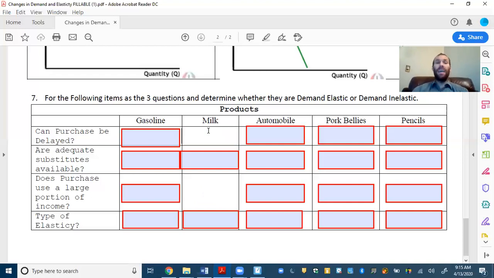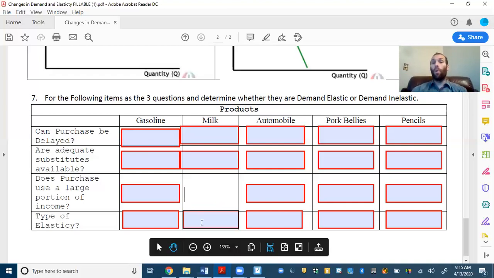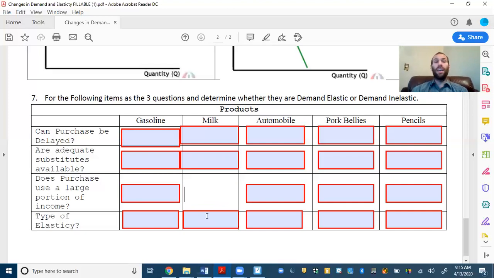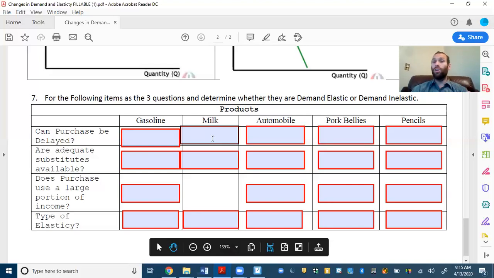So if I put yes, I can wait to buy milk, and yes, there are substitutes available, and for a large portion of your income, I put no. I put two yeses and a no. That would make milk more elastic. But if you put no, I can't wait to buy milk, yes, there's substitutes, and no, it's not a large portion, that would make it more inelastic. So the whole option here depends on you. What do you think these things are going to be?